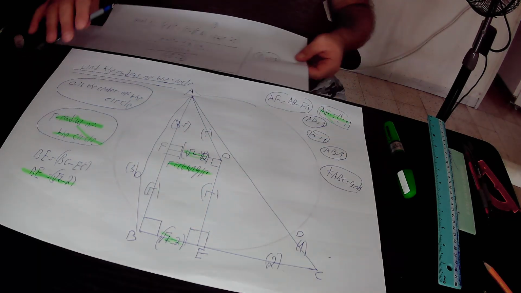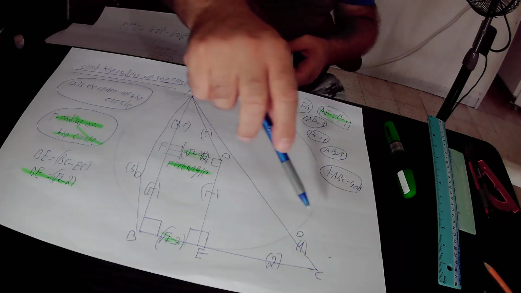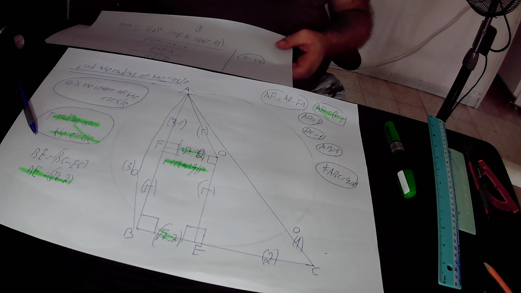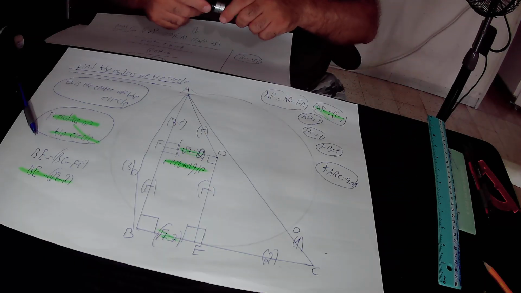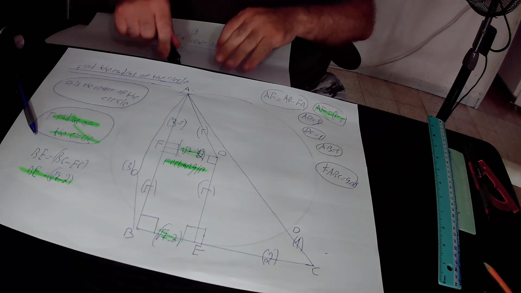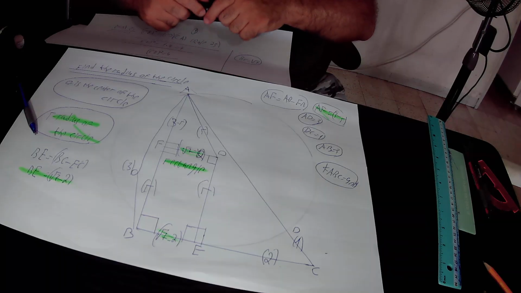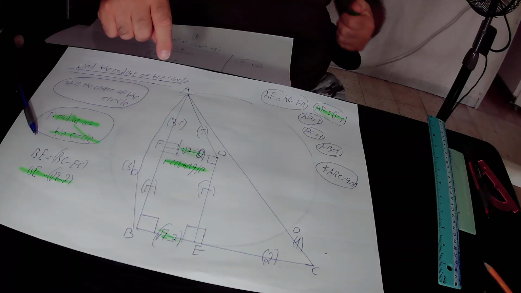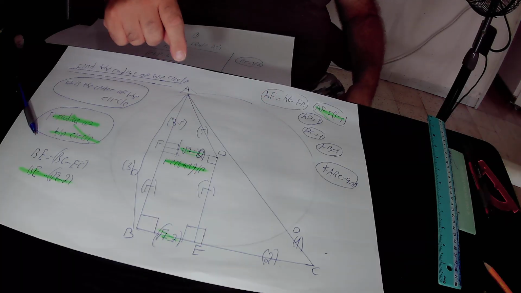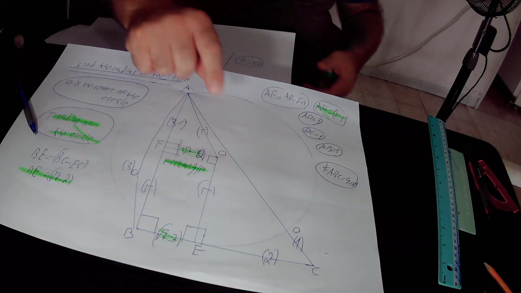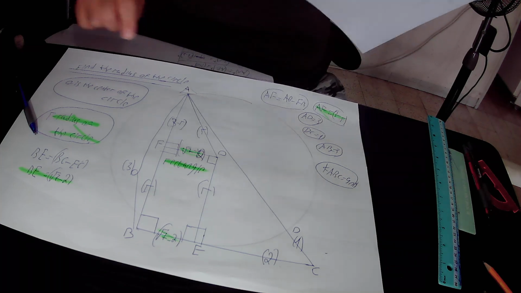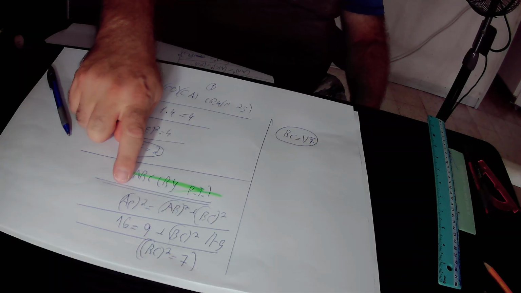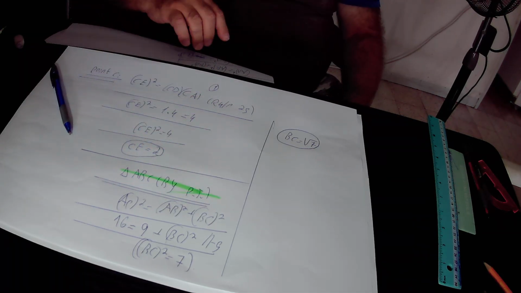In the next step, we implemented the Pythagoras theorem on this right triangle, triangle ABC. According to the Pythagoras theorem, in any right triangle, the square of the hypotenuse equals the sum of the squares of the perpendiculars. The hypotenuse in this right triangle ABC is AC, therefore the square of the hypotenuse is AC square, and it equals AB square plus BC square.